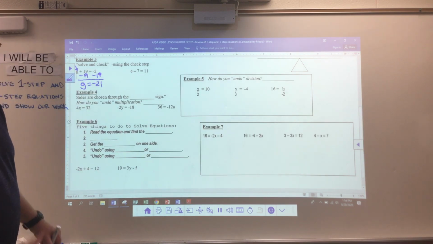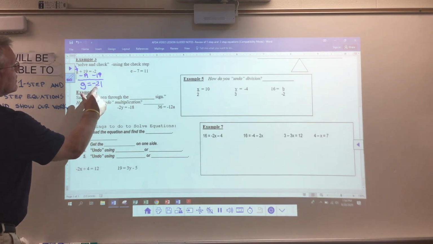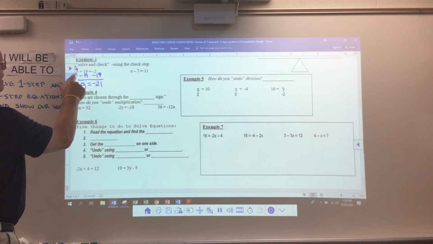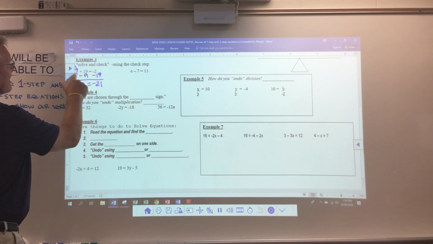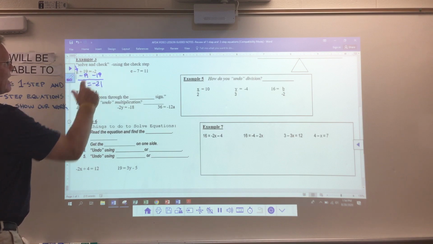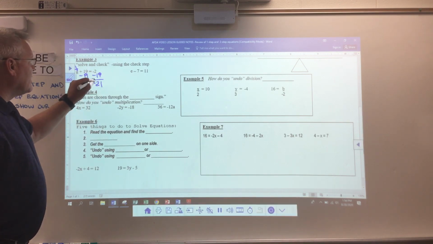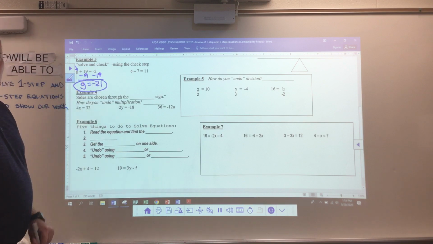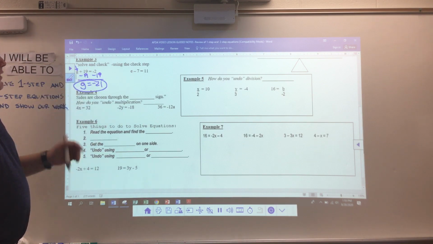How do I know for sure? I'm going to plug it back in. So negative 21 is going to go right back here where that G is: negative 21 plus 19 is negative 2. If it is, that's your check step, and it works. That's our unknown. We just found it.